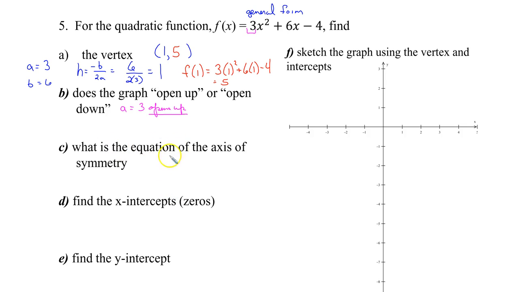Okay. So axis of symmetry is exactly the same thing we did before. It's the equation x is equal to, and in this case, we go to the x part of the ordered pair, the vertex, and it's x is equal to 1. So our x-intercepts are our zeros. Again, we're going to take the function. So we have 3x squared plus 6x minus 4, and this is going to be equal to 0.